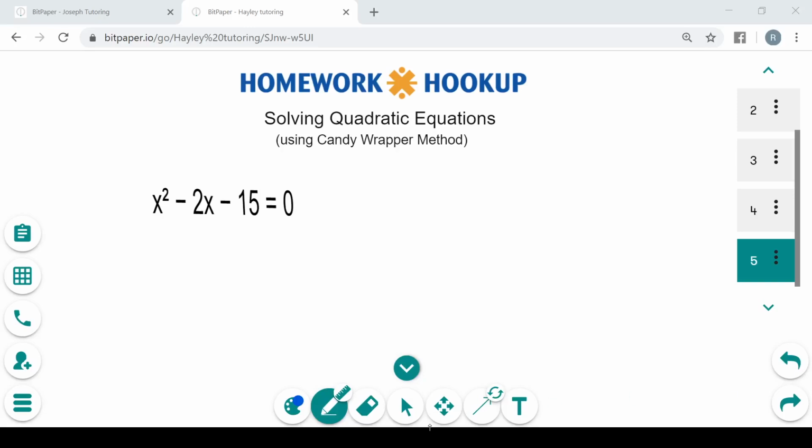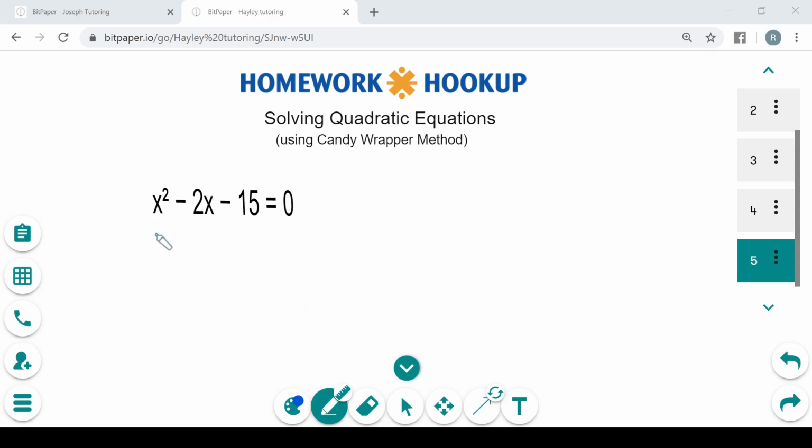Hey guys, my name is Richard from Homework Hookup, and I am doing another video on solving quadratic equations using the candy wrapper method. This is a method that I was taught in school, and it's very helpful for these kind of quadratic equations. So without further ado, I'm just going to jump right into it.